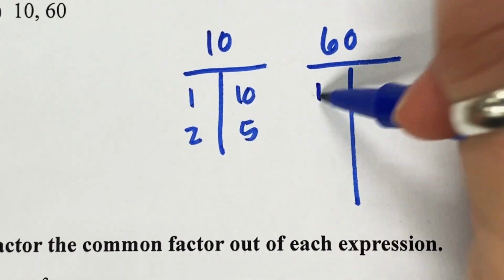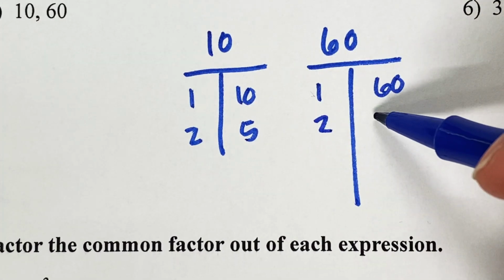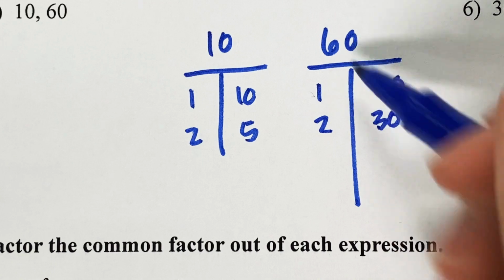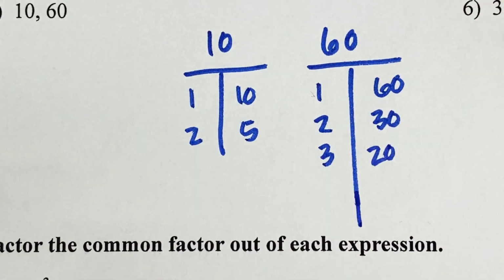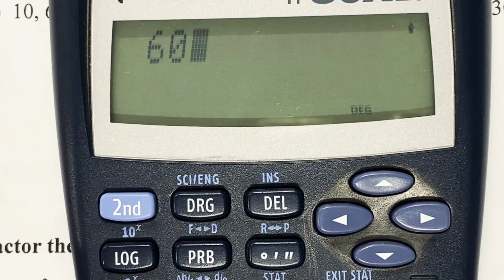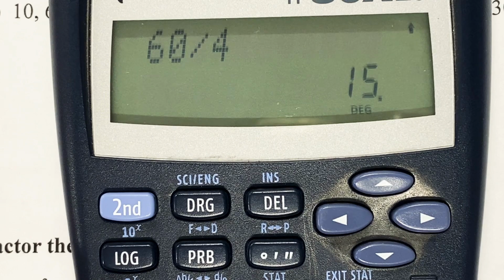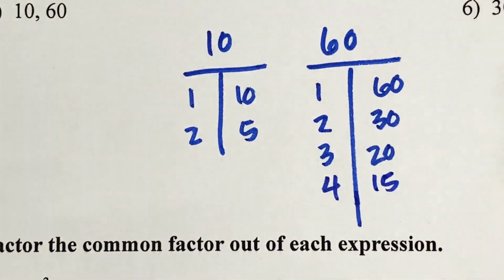Okay, 60, we know 1 and 60. It's even, so 2 and 30. 3 goes into it, 3 times 20. Okay, 4, let's check really quick. So let's do 60 divided by 4. Ooh, it does go into it, so 15, 4 times 15.